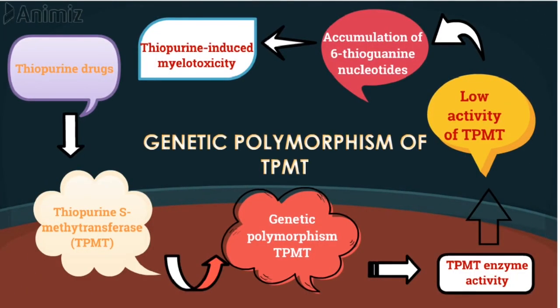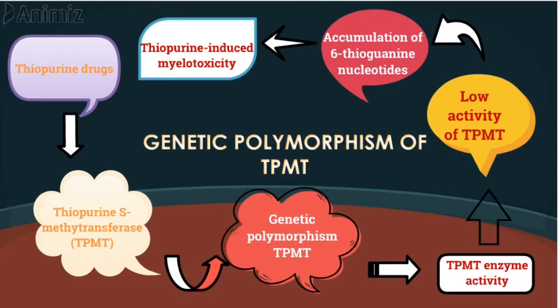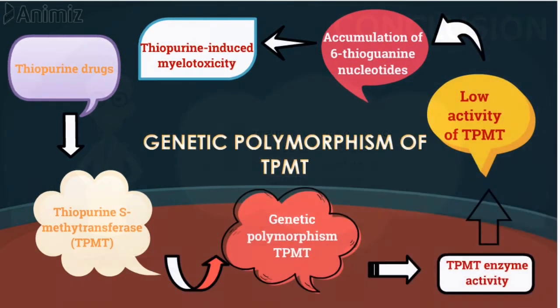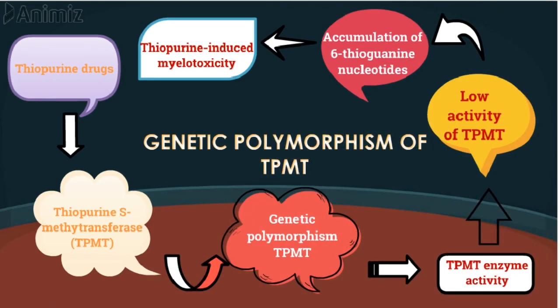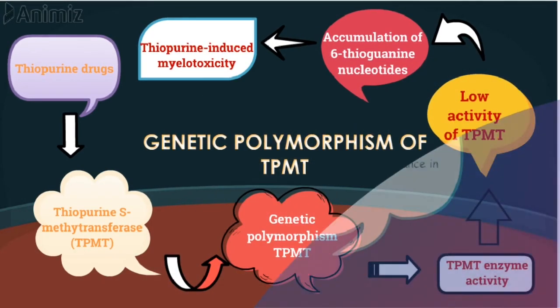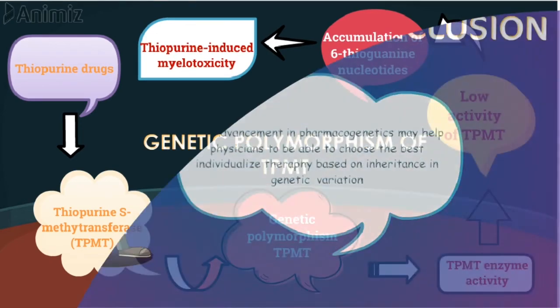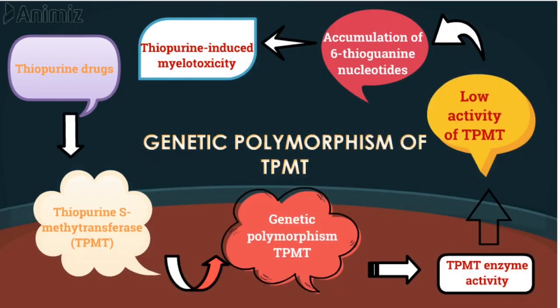The second example is the polymorphism of TPMT. Thiopurine drugs, for example mercaptopurine, are metabolized by thiopurine methyltransferase. Genetic polymorphism of TPMT will affect the TPMT enzyme level and cause lower enzyme activity of TPMT that leads to the accumulation of 6-thioguanine. The accumulation of this 6-thioguanine can cause thiopurine-induced toxicity.